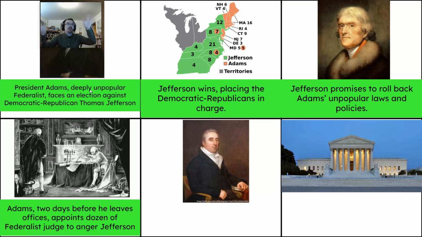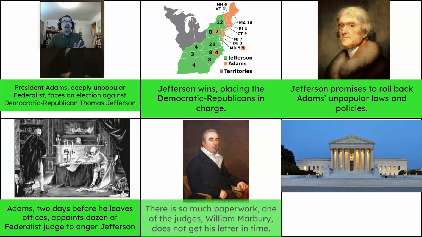They create new positions. And so a new job gets created, a new judge in an area gets created, and they say that new judge is going to be a Federalist, and they shove all these Federalists in. And there's literally so many judges that they've created that Adams and his team does not have enough time to do all the paperwork. And all these judges, 2 days before he leaves office, Adams starts appointing all of them. And there is so much paperwork. One of the judges who is about to be appointed, William Marbury, doesn't get his letter in time.